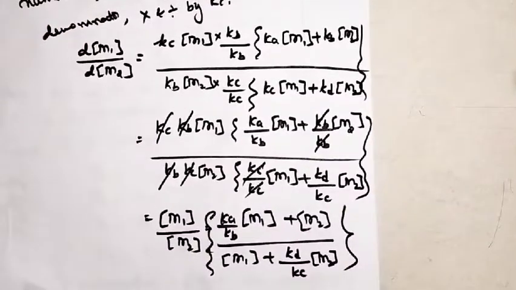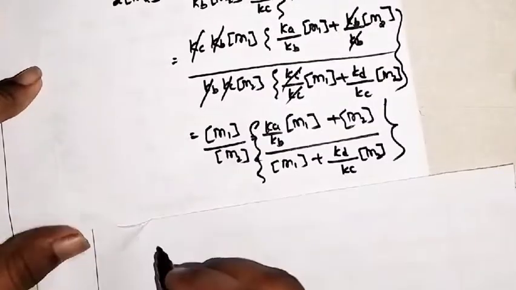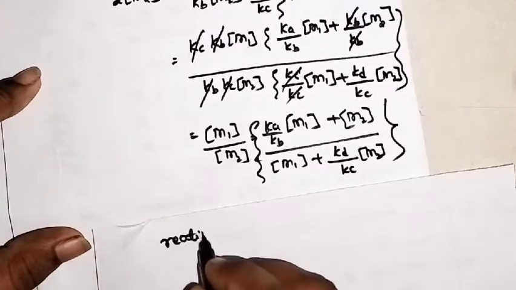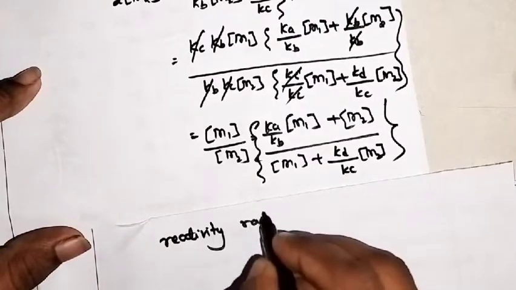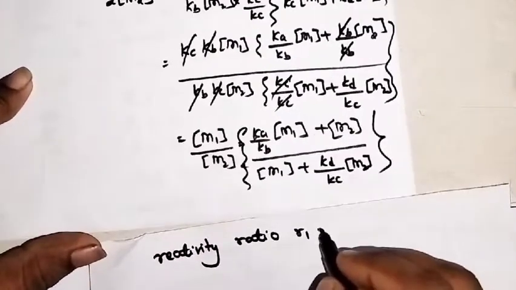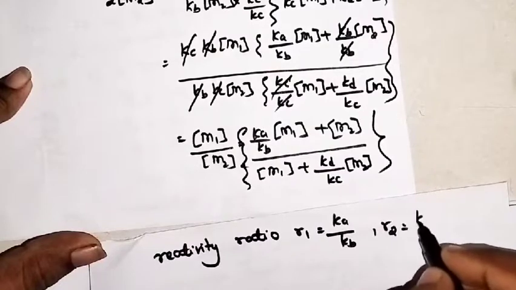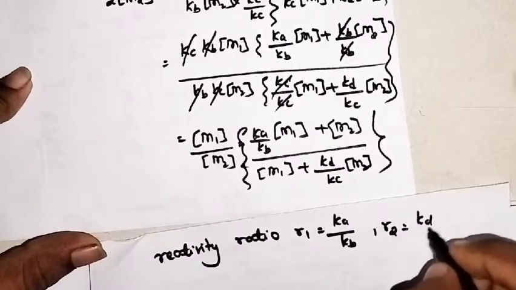Okay, now what you need to do is consider the reactivity ratio. You need to consider the reactivity ratios R1 and R2. Okay, let me write here. Consider what? Reactivity ratios R1 and R2. Okay, R1 is given by Ka by Kb and R2 is given by Kd by Kc.